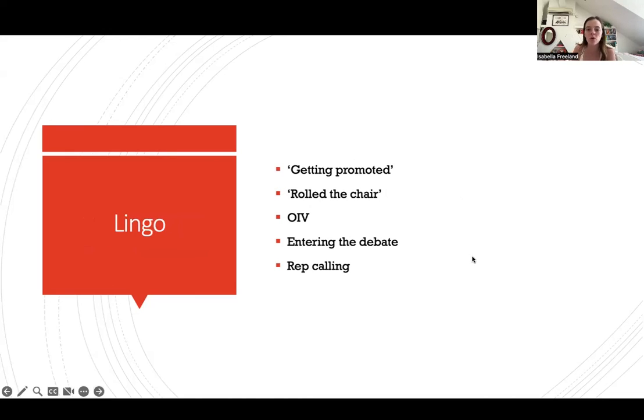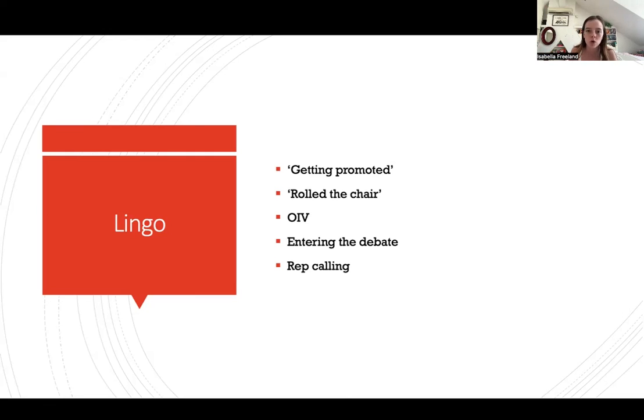A few pieces of lingo that you might hear at Easters that you might want to be aware of. The first is getting promoted. What that means is that you previously were a trainee and then you're a panel, or you were previously a panel and then you were a chair. So getting promoted means you've worked your way up to the slot above you. Roll the chair, we've explained, is when two panelists disagree with the chair and then one of them ends up giving the OA. OIV we've talked about, ordinary intelligent voter.